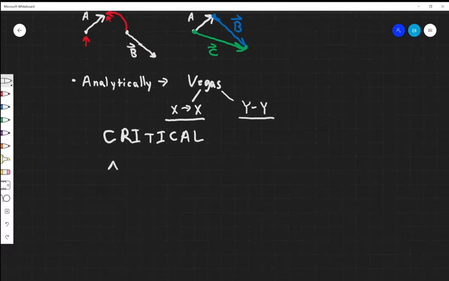So let's draw a coordinate system. So I'm going to draw an X and Y axis. Okay. So here's my X axis, here's my Y axis. And then I'm going to take that and I'm going to draw a vector.